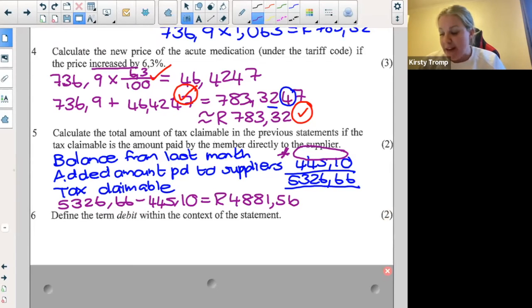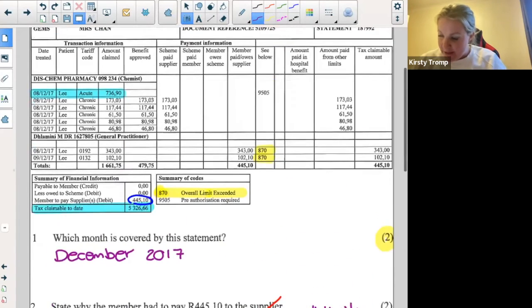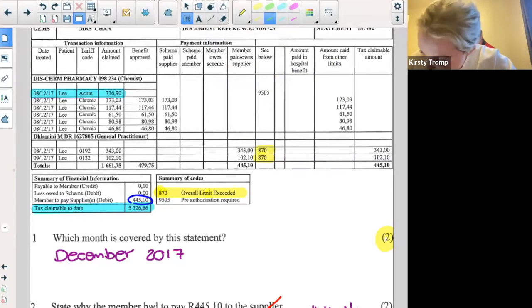So define the term debit within the context of this statement. What does it mean if the balance has a debit? Let's go and have a look. Where did we see the word debits? Earlier on, we saw the word debits. I'm going to highlight it for you in a different color. There it was over there. It said less amount owed to scheme debits.